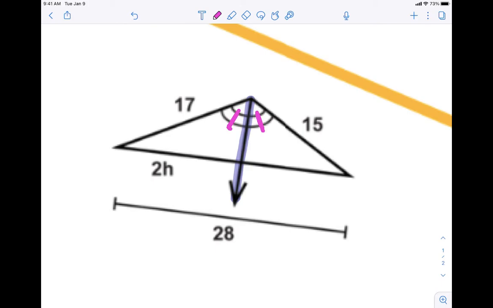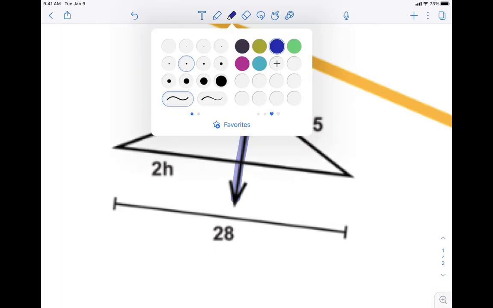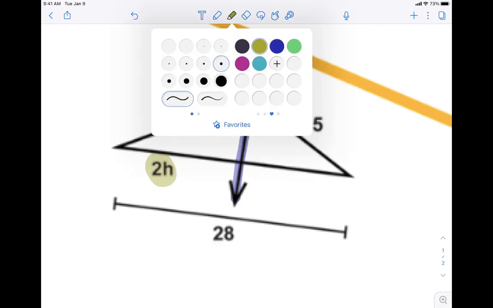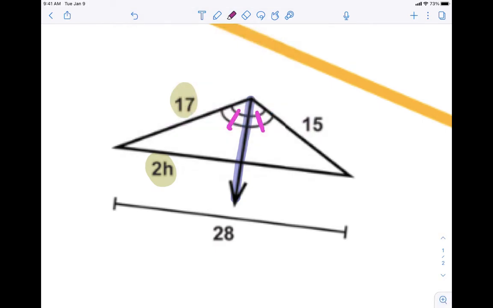But it also created relationships with sides, right? So let's check out those relationships here. So let's go with this green here. So this 17 has a relationship with this 2h. Okay. And we're going to say this 15 has a relationship with what? I have no number there. How do I find that number?